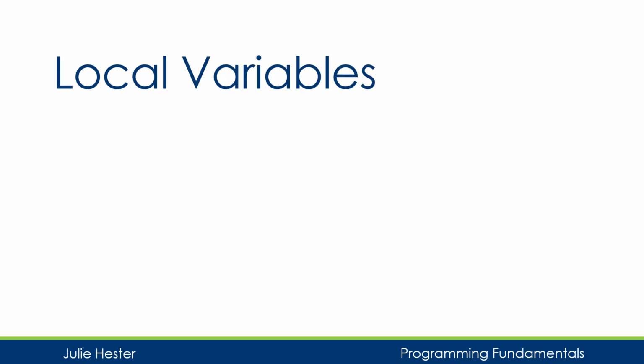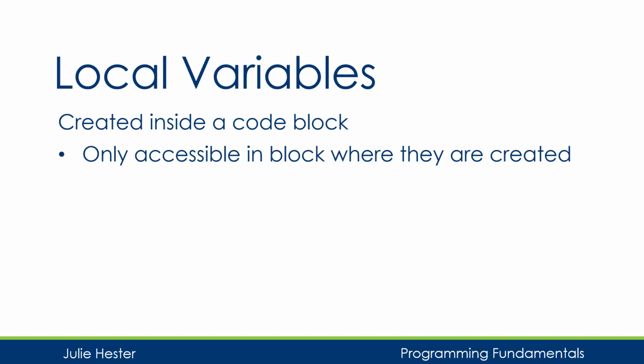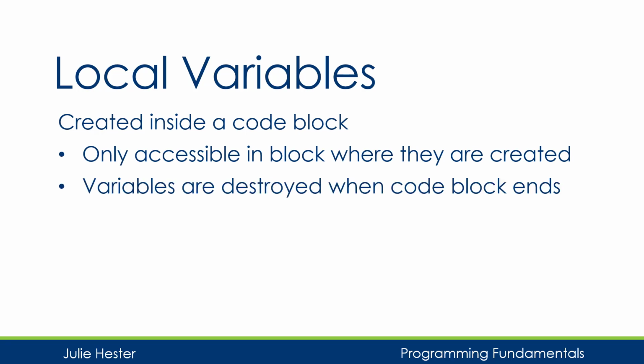So what does it mean when a variable's local? Most of what we create are local variables. And that's when we're creating a variable inside a code block. It's only going to be accessible inside the block where it was created. And when the code block ends, that variable is going to be destroyed. And if we were to go and execute that code block again, the values don't persist and we aren't going to know what value it had the last time we executed that code block. It's going to start over from the beginning.